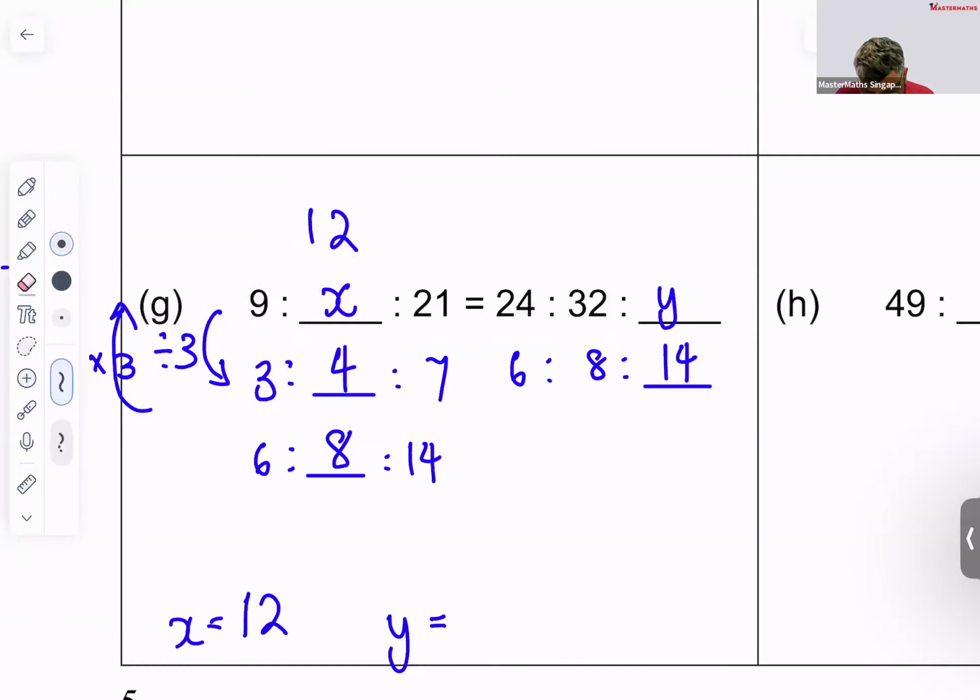Can you do for me y? Look at what I did and what am I going to do? What did I do to 24 to get 6? Divide by 4. So in order to get y, I times, right? Going down, I divide by 4. Going up, so basically, for those who needs to understand, I help you here.